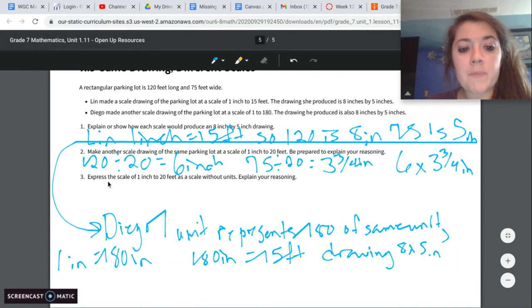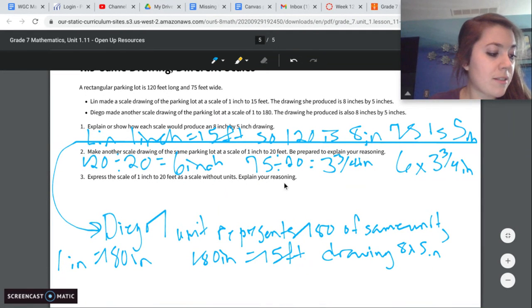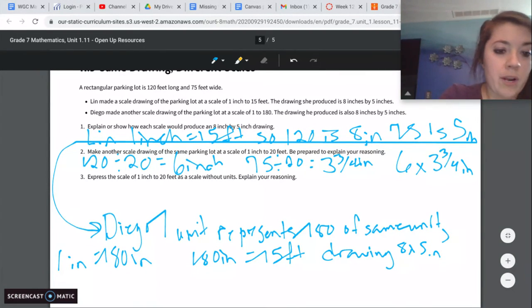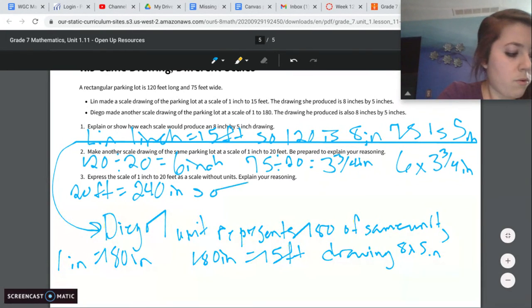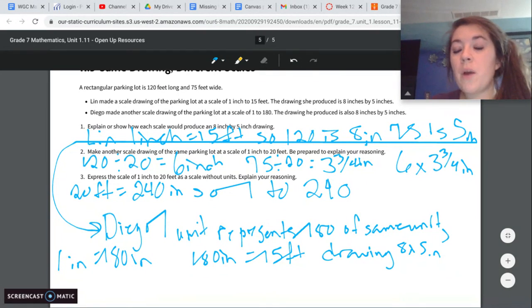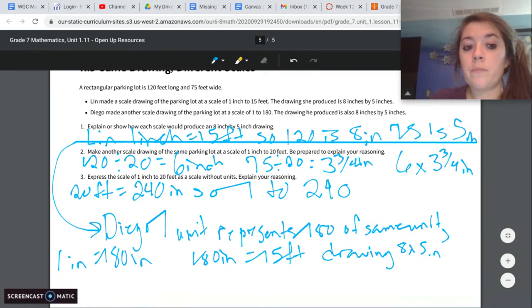All right, number 3, express the scale of 1 inch to 20 feet as a scale without units. So 20 feet is how many inches? Well, 20 times 12 would be 240. So 20 feet equals 240 inches. So 1 to 240 would be a way of expressing the scale with no units.